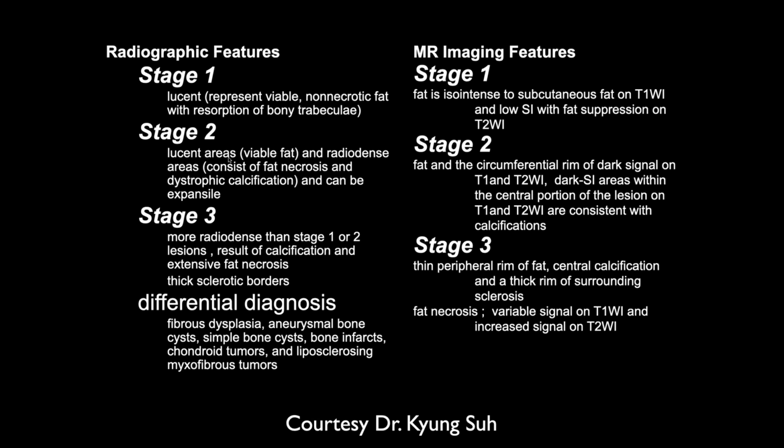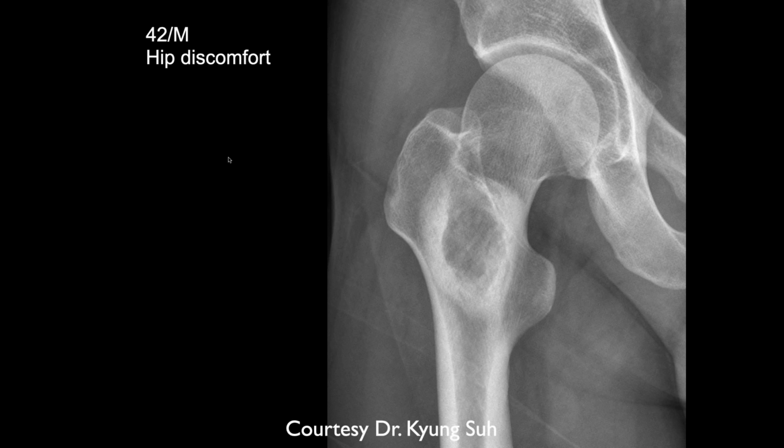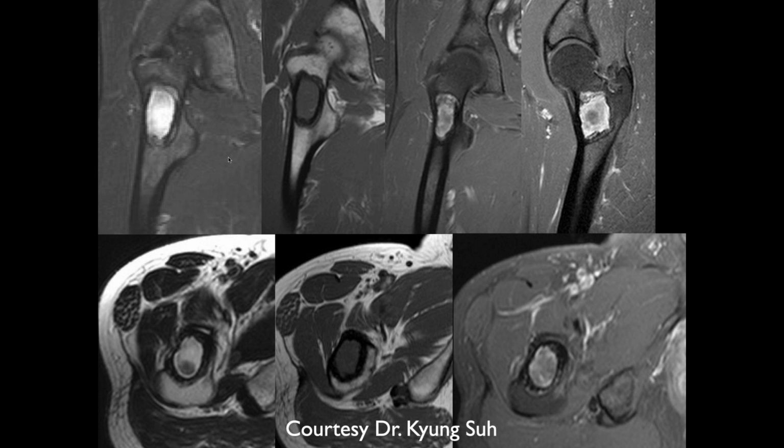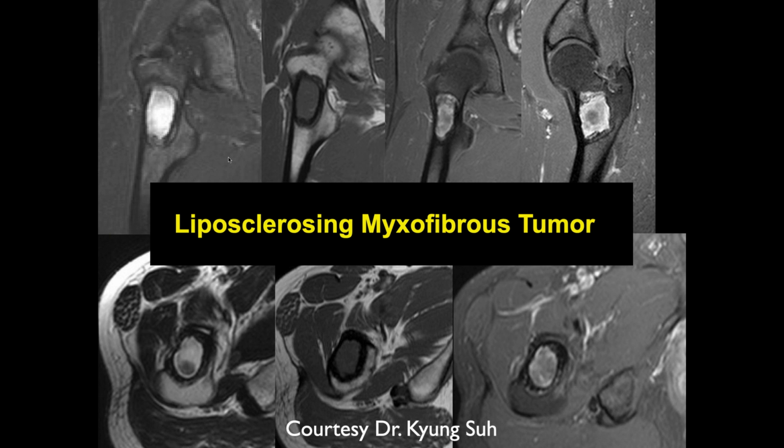I'm not sure about the different stages. Okay, this is a more traditional look to this particular lesion. Ashley, what do you think of this? Well, this is a well-defined lytic lesion with a very dense sclerotic border within the intertrochanteric line. I mean, it's a typical liposclerosing myxofibrous tumor on X-ray, and it has similar features on the MR.